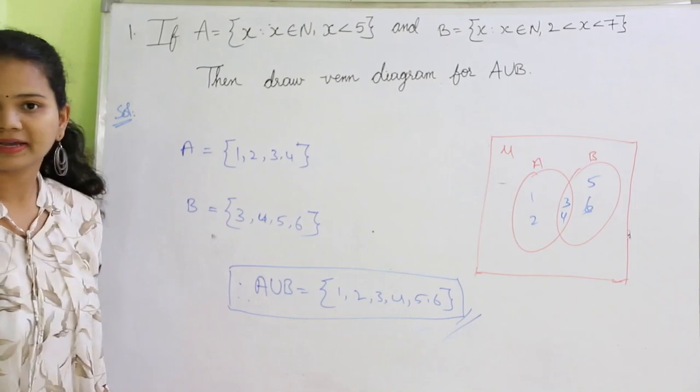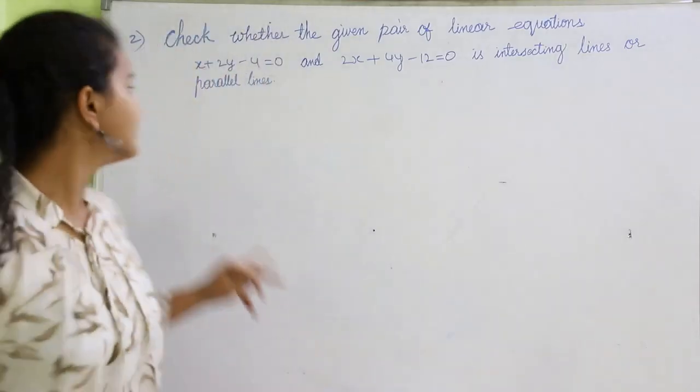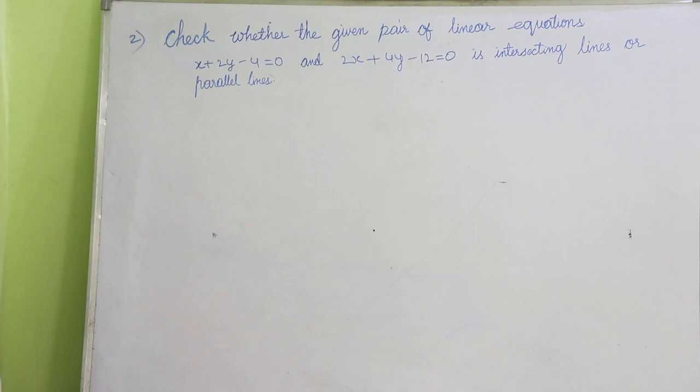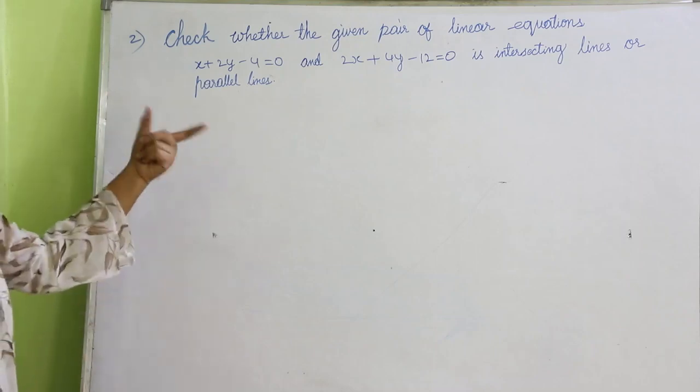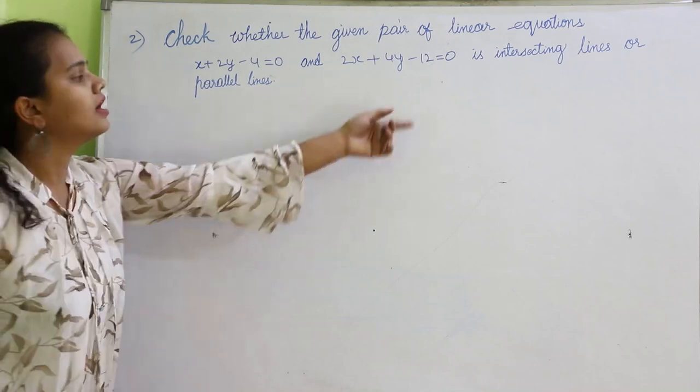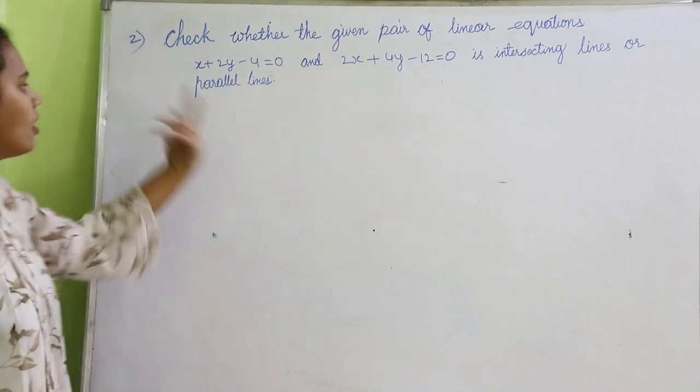Clear? Now let's check whether the given pair of linear equations, x plus 2y minus 4 equals 0 and 2x plus 4y minus 12 equals 0, are intersecting lines or parallel lines. We must check whether this given pair of linear equations represents intersecting or parallel lines, or coincident lines, but here they ask to find whether these are intersecting or parallel.